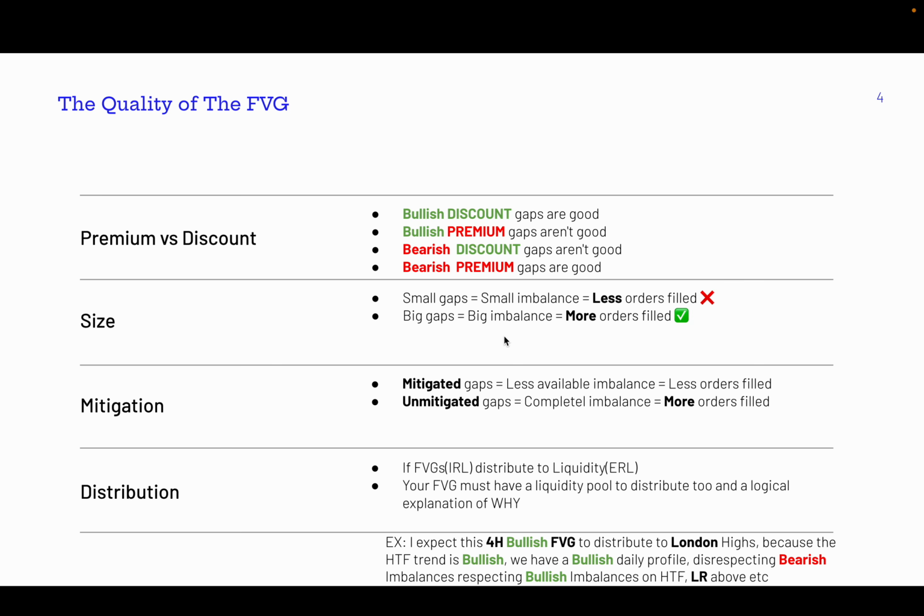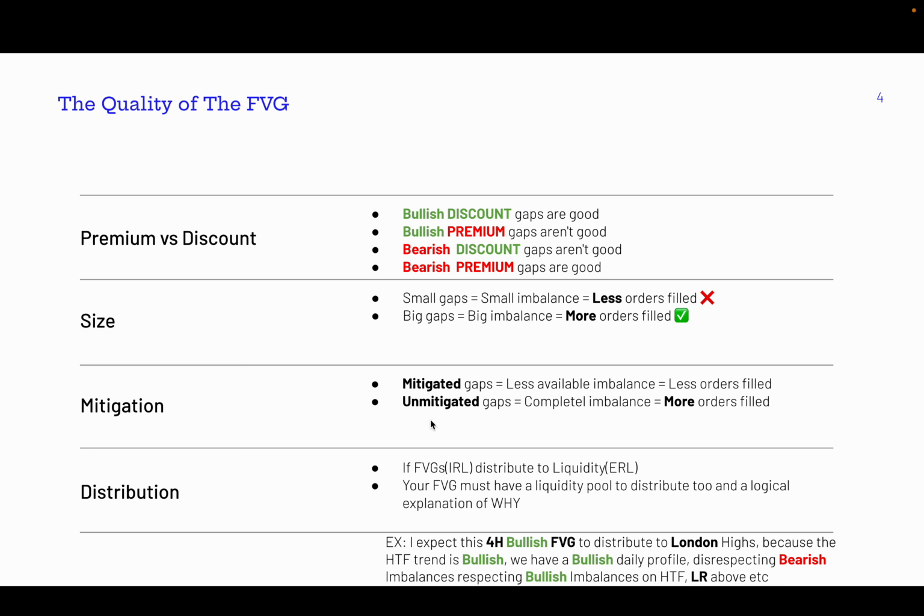And then the size. Obviously, you want a bigger imbalance for more orders filled, because smaller imbalances do what? They offer less price to fill orders in. And then mitigation. So these are gaps that have been interacted with time and time again, and the imbalance has been filled. So this imbalance that fills orders is gone because it's mitigated. Price has been there, the orders have been filled. We can't just keep refilling them, you know. So mitigated gaps as your key level, they're not the best. Why? Because they're going to offer less orders. But with unmitigated gaps, they're going to be great.